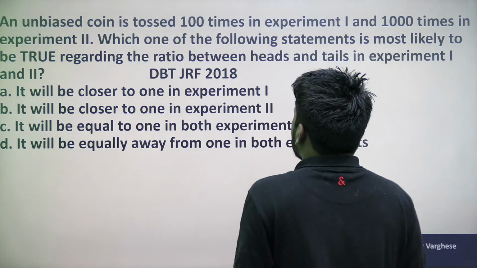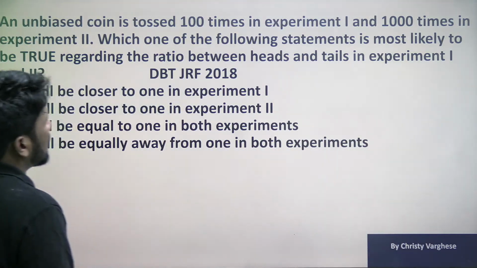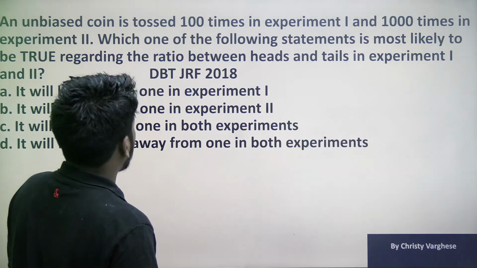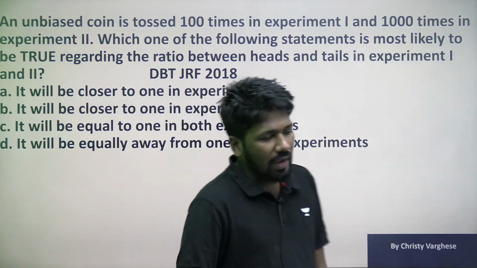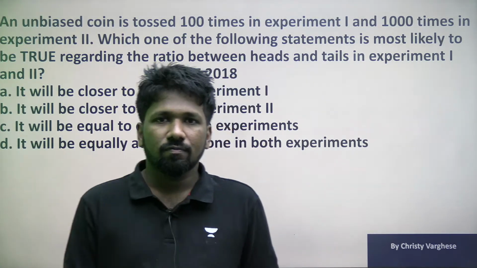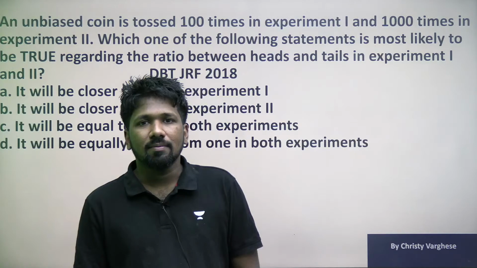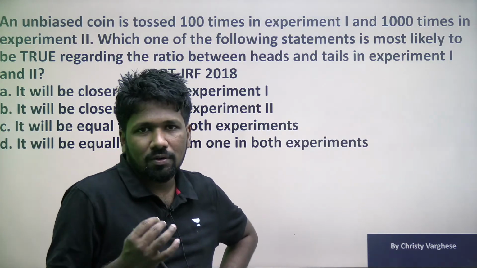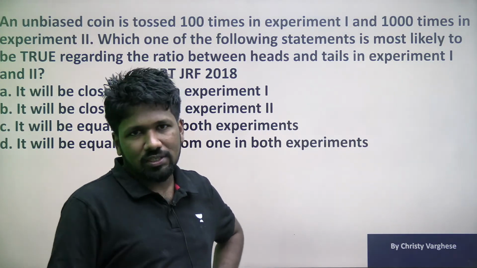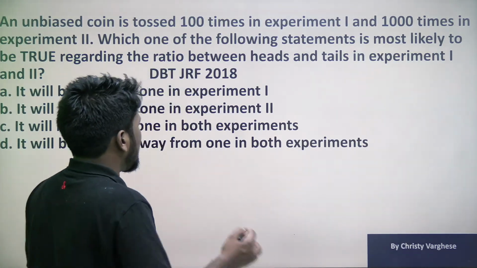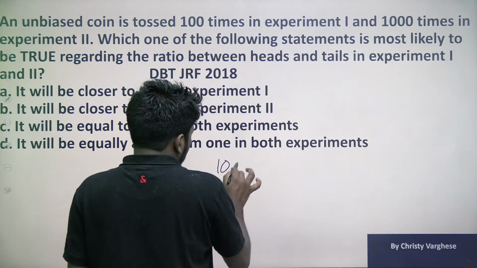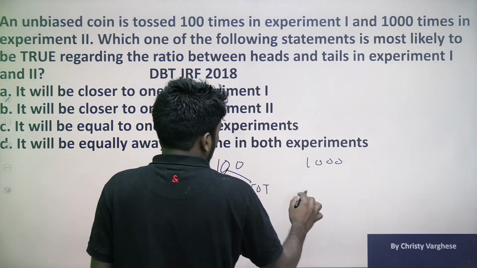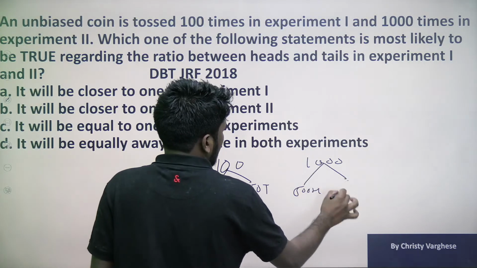A coin is tossed 100 times in experiment 1 and 1000 times in experiment 2. Which of the following statements is more likely to be true regarding the ratio between head and tail in experiment 1 and 2? So ideally, what should be the ratio of head and tail when you toss a coin many times? Half, no? 1/2 is the chance for a head, 1/2 is the chance for a tail. That means ideally, when a coin is tossed 100 times, 50 heads and 50 tails should happen. And when a coin is tossed 1000 times, 500 heads and 500 tails will occur.